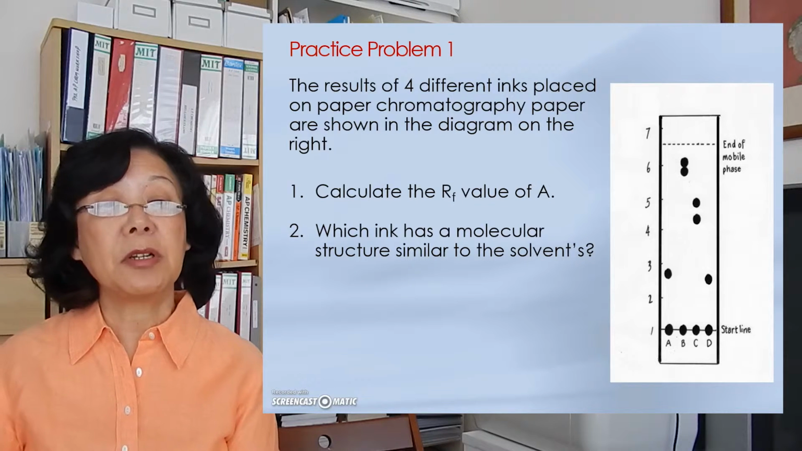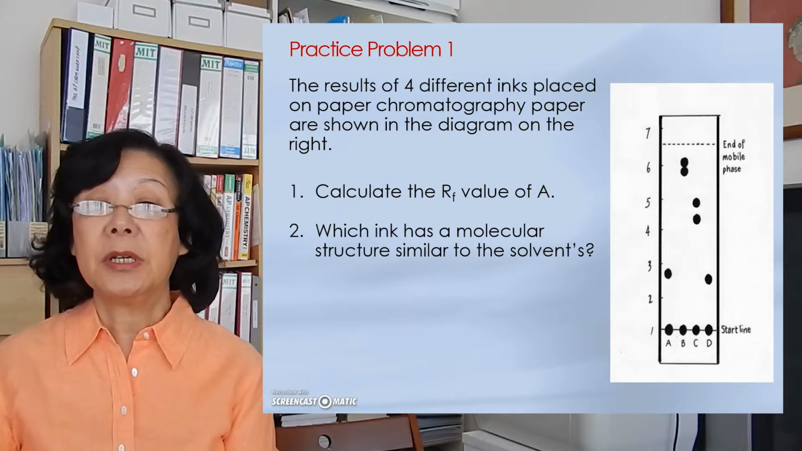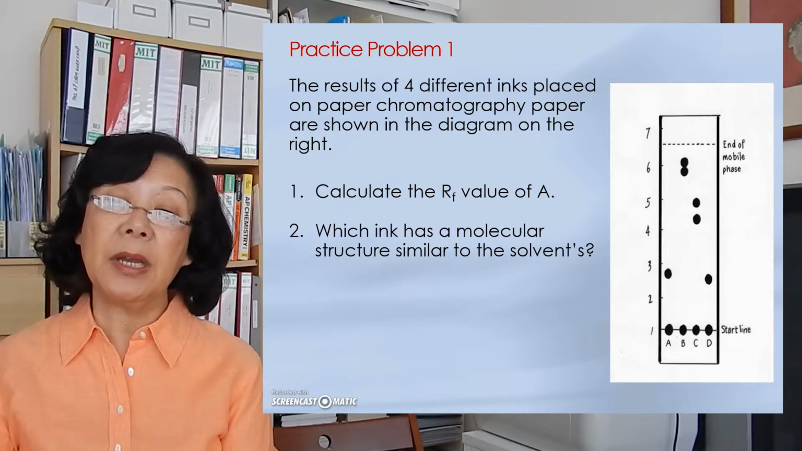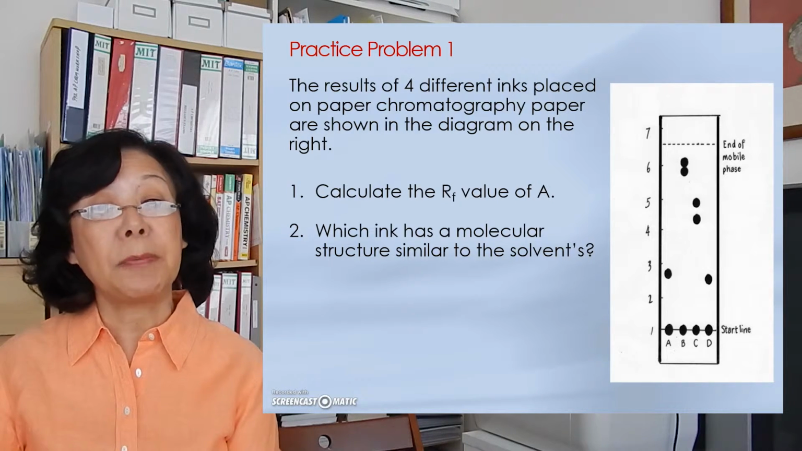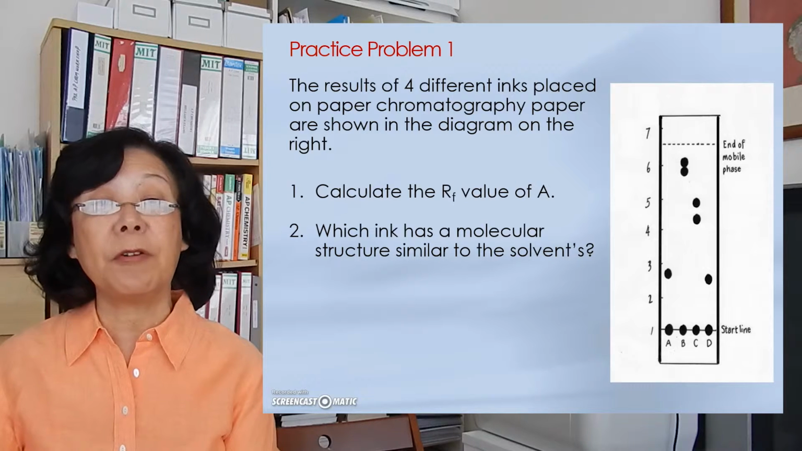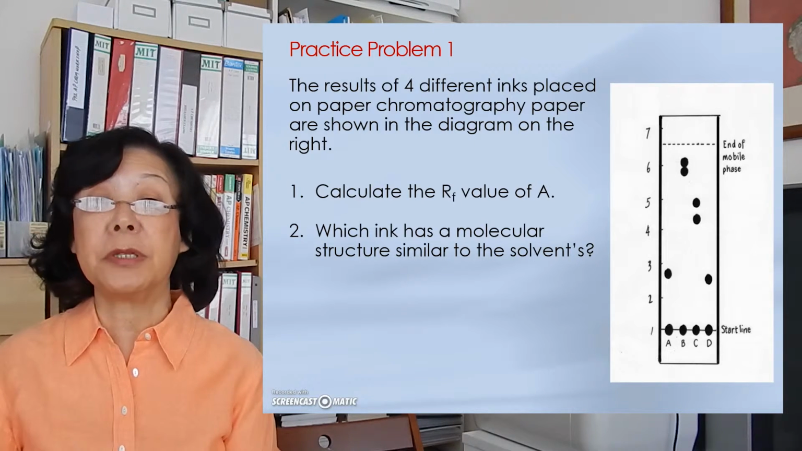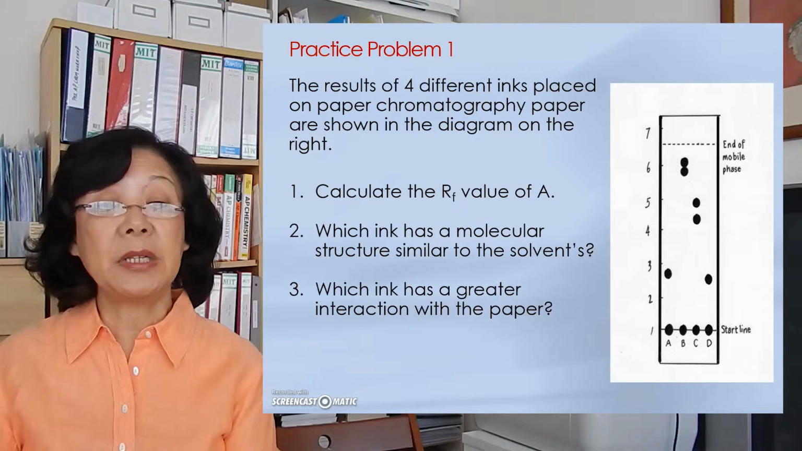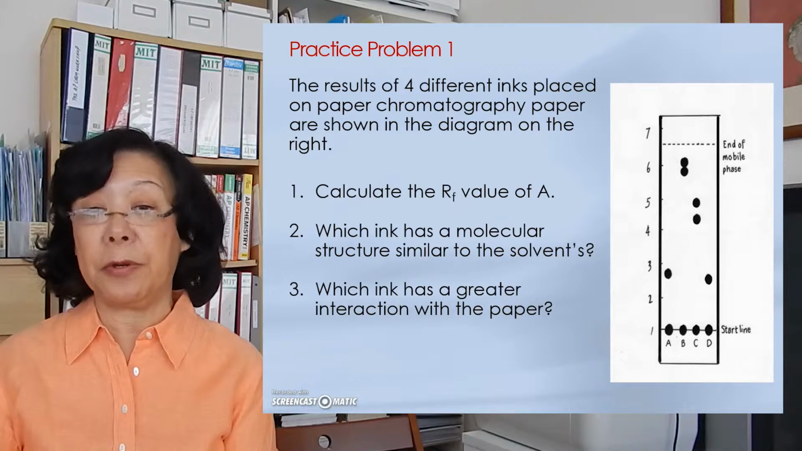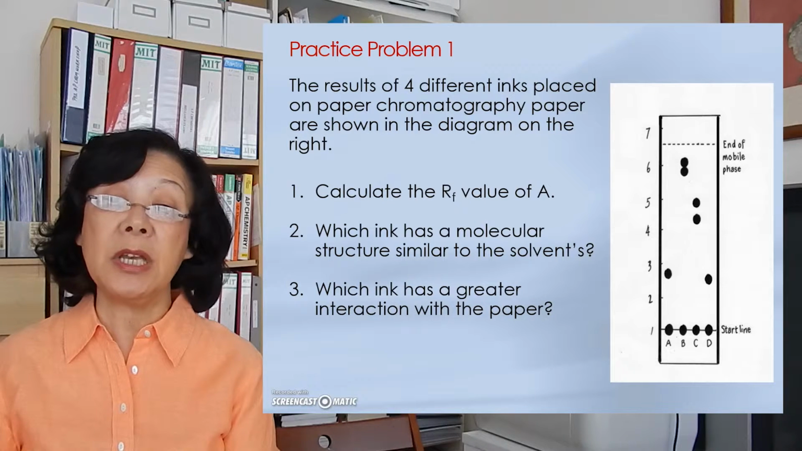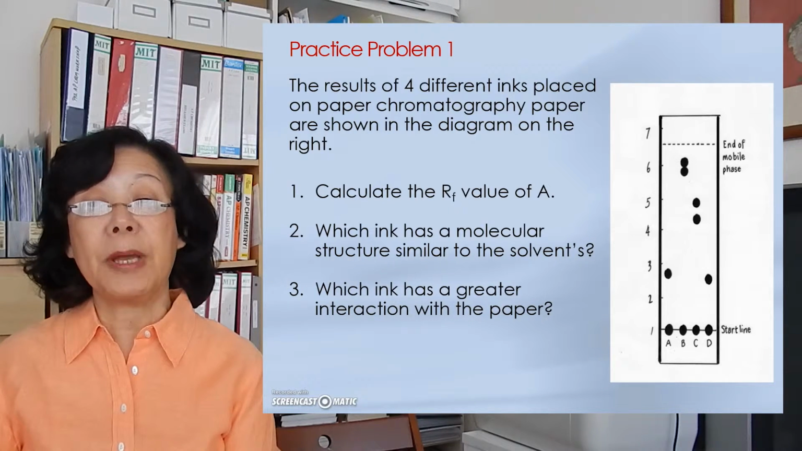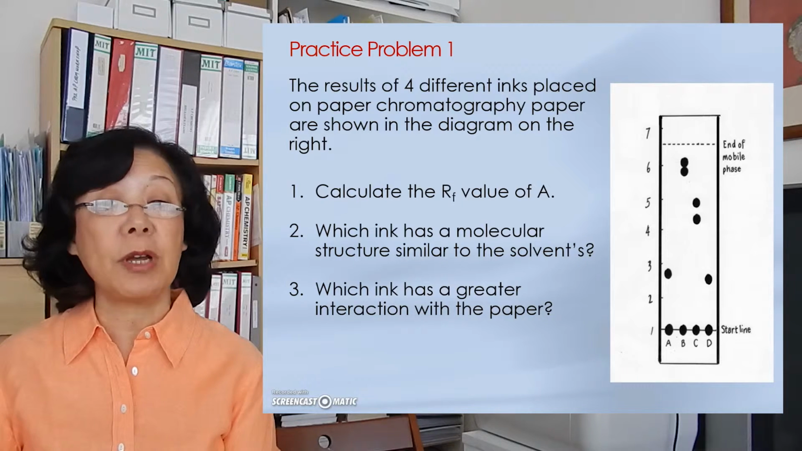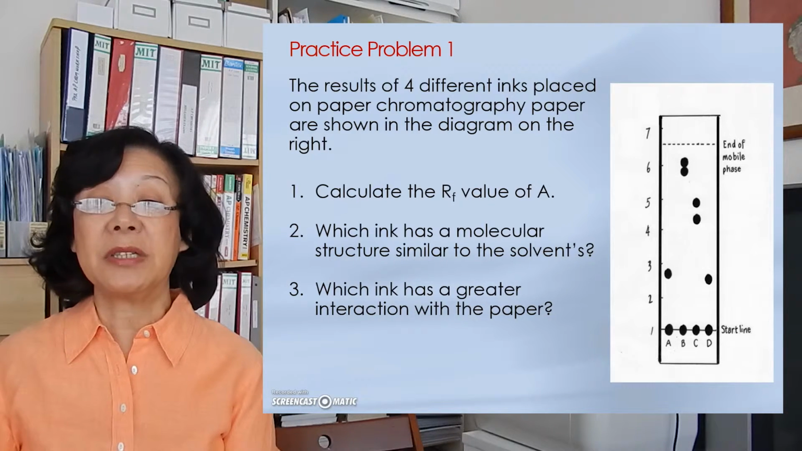Which ink has a molecular structure similar to the solvent's? Now, if you look at ink B, it travels the longest distance up the paper along with the solvent. Therefore, ink B probably has a structure very similar to the solvent's. Which ink has a greater interaction with the paper? If you look at ink D, that has the shortest distance traveled on the paper, meaning that D is really attracted to the paper. So that's the answer, D.